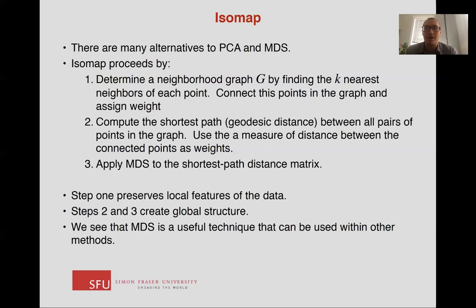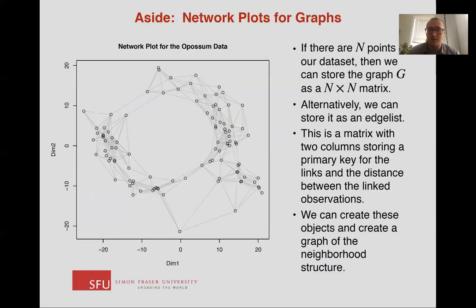So Isomap includes MDS, and this is an example of how MDS can be very useful and used inside other methods. Just to elaborate a little bit more, step one is preserving what we call local features of the data, making sure that we have the same neighbors in the higher dimensional and lower dimensional spaces. And then steps 2 and 3 are going to create some global structure. All right, this is best seen with an example.